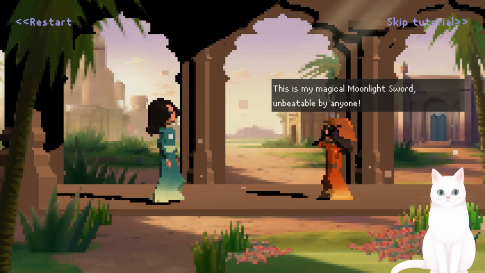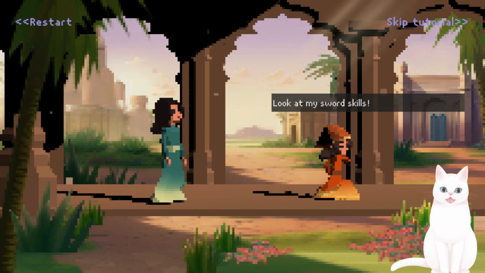This is my magical moonlight sword, unbeatable by anyone. Look at my sword skills!